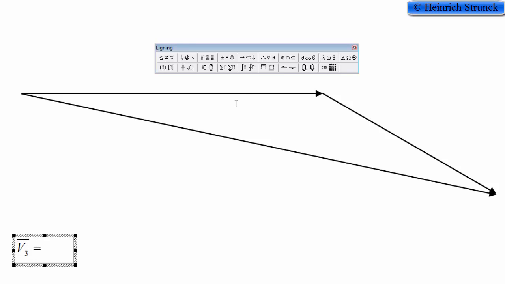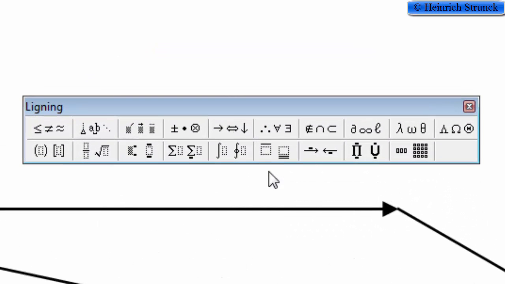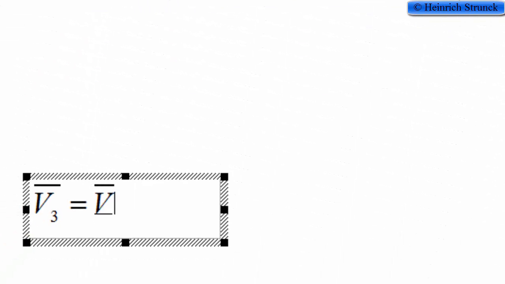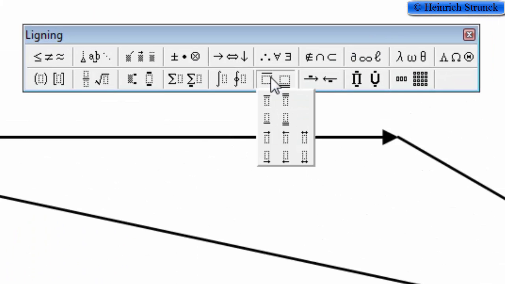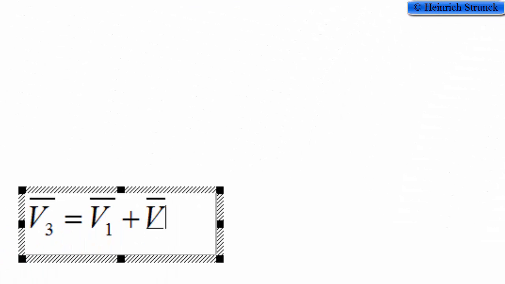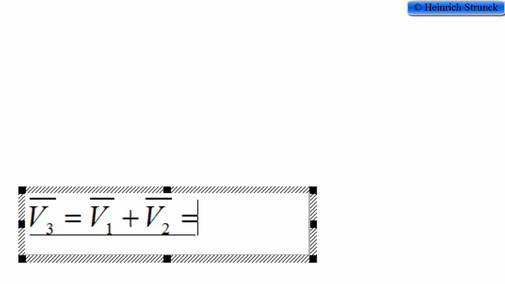v3 is equal to line again to show it's a vector, v, Ctrl L for lowering, it's v1, 2 times arrow to the right, plus line above to show it's a vector, v, Ctrl L for lower, 2, 2 times arrow to the right. That is equal to, and then we have to key in the numbers.